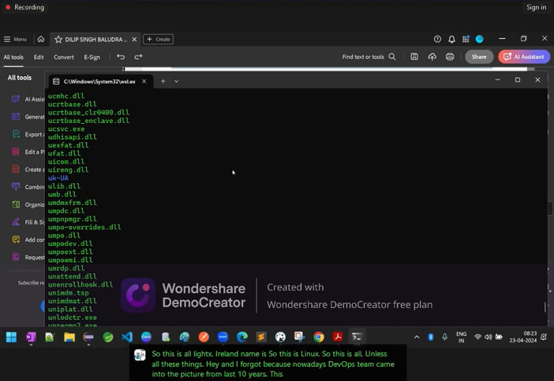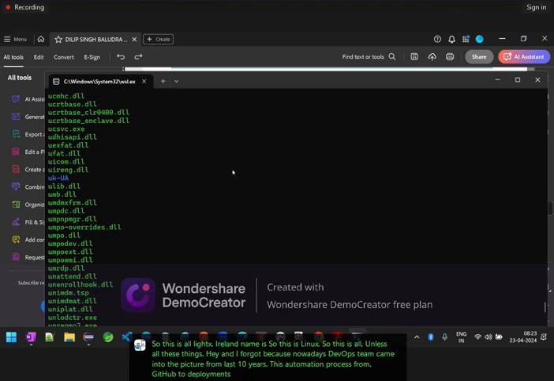The entire automation process from GitHub to deployments is completely replaced by the DevOps team nowadays. Developers are not involved in that area. Developers are doing only pure development, only continuous development. We are not involved with continuous integration or the deployment process. But 10, 15 years back, it was not like that.